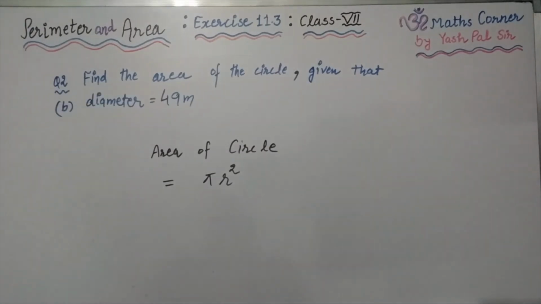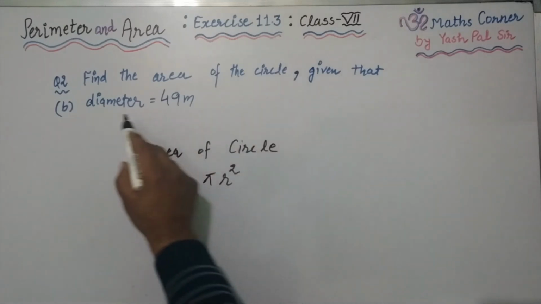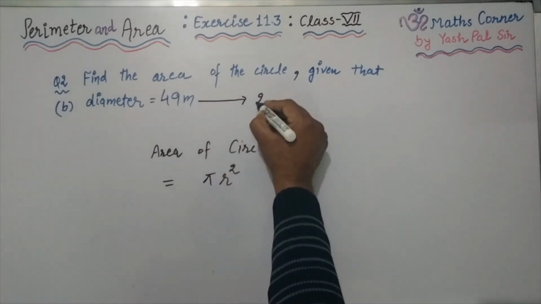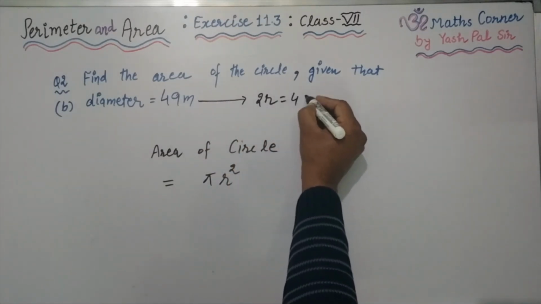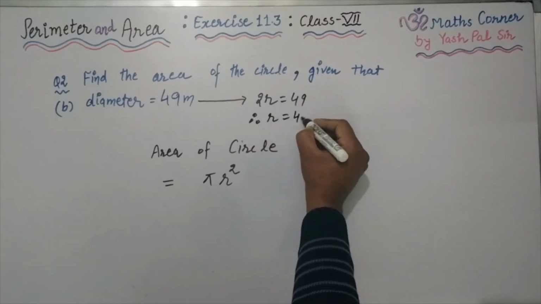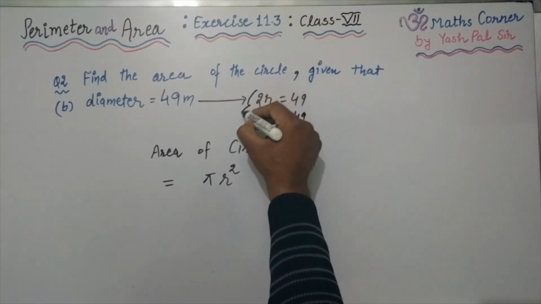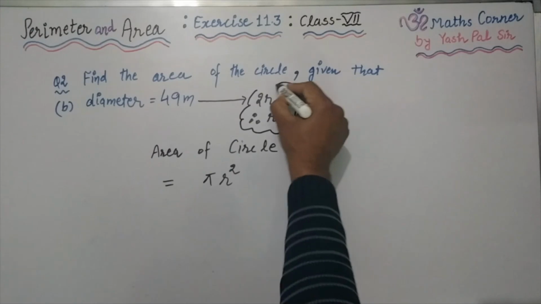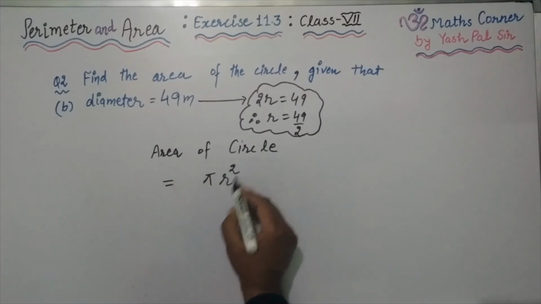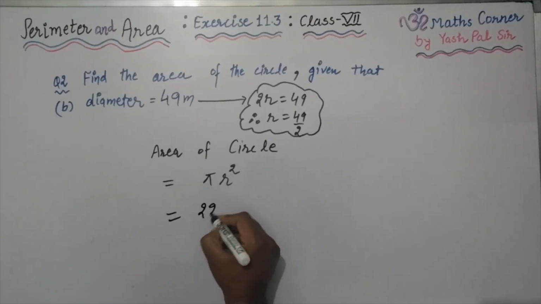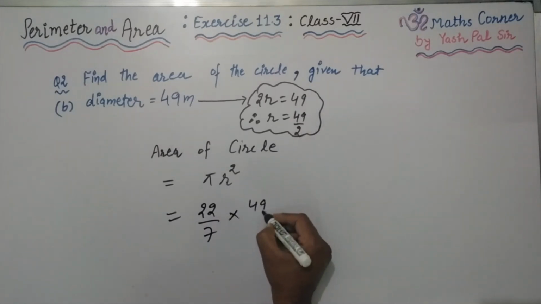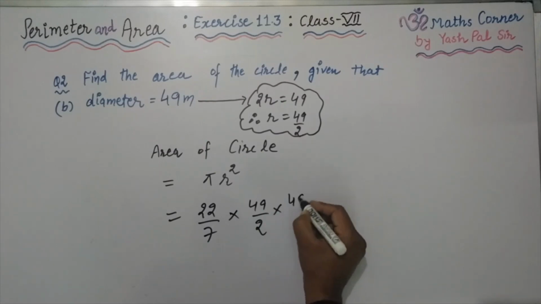B part is find the area of the circle given that diameter is 49 meter. This is diameter. Diameter means 2r is equal to 49. So what is r? Just dividing by 2. 49 by 2 is the radius of the circle. Okay, now we substitute this value in the formula pi r square, area of the circle. Pi means 22 upon 7 into r, r is 49 upon 2, 2 times we multiply.